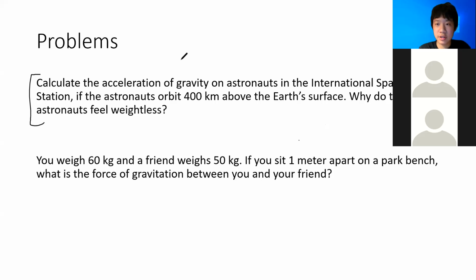Another thing you should know for these problems is that the radius of the Earth is 6,380 kilometers.